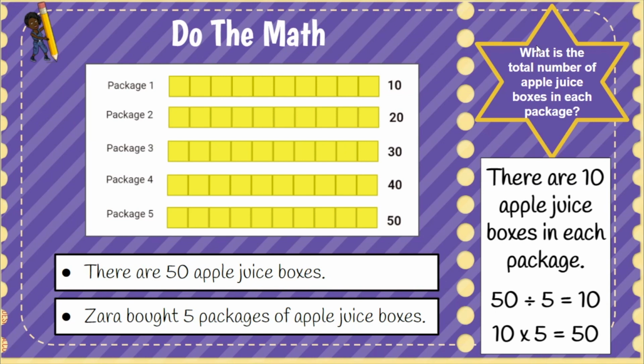This can also be written as a multiplication equation. An unknown times 5 equals 50. And for this problem, we now know that the unknown number represents 10, the number of apple juice boxes in each package.